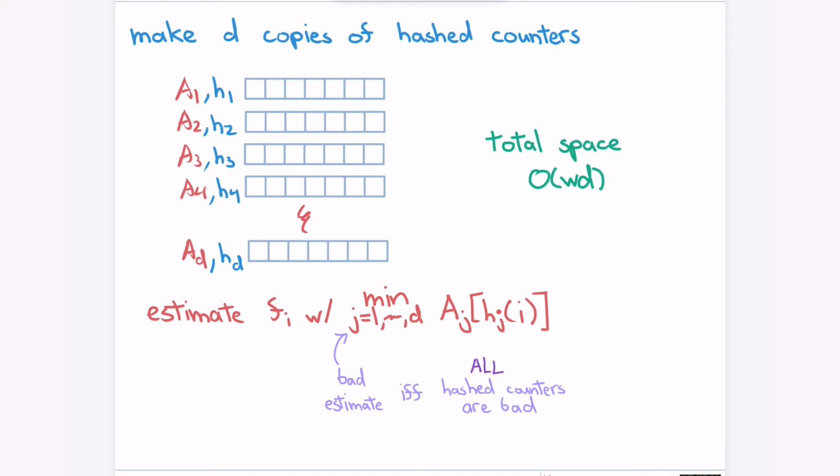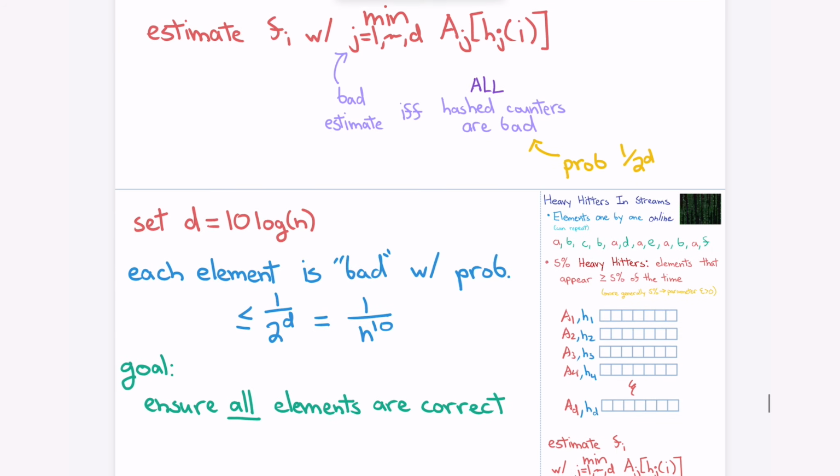And that's going to be a bad returned value only if all of your counters are bad, right? If a single counter is good, then your min will get it. So you only make a mistake if you make d straight mistakes. And what are the odds of that? Say 1 over 2 to the d. Okay, good.